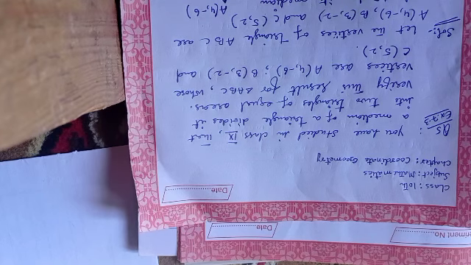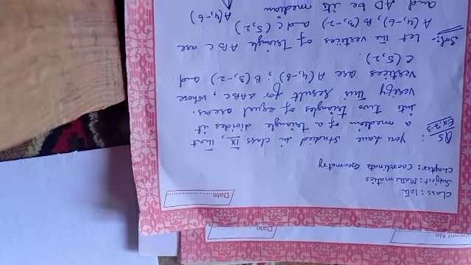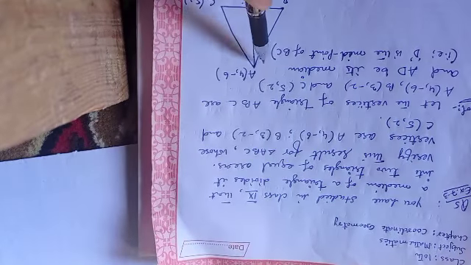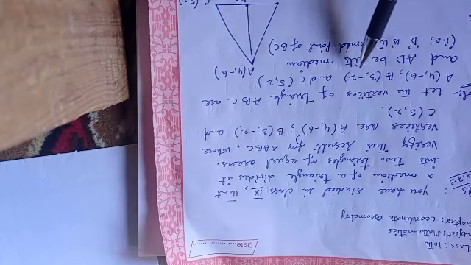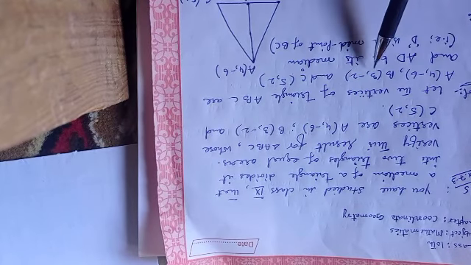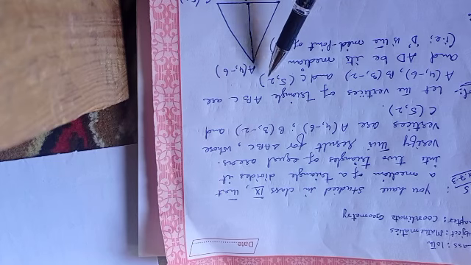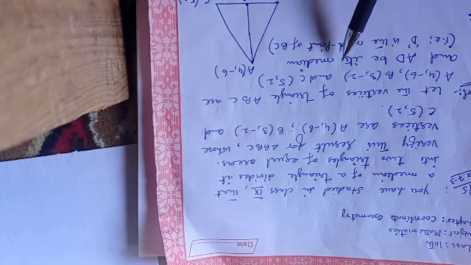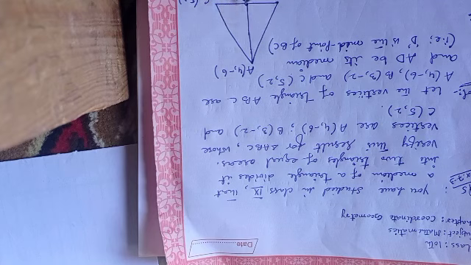So you already know that a median divides a triangle into two triangles equal in area. So we have to prove this. We have to verify this in this triangle whose three vertices are given. Let us consider a triangle ABC, with vertices A(4, -6), B(3, -2), and C(5, 2), and let AD be its median.